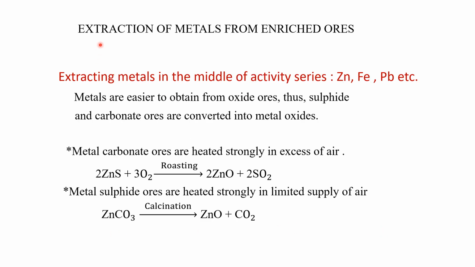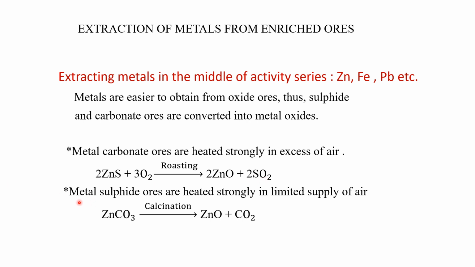Now let us move on to the next type of extraction of metal, that is extracting metals in the middle of the activity series. Here metals like iron, zinc, and lead are extracted. Metals are easier to obtain from oxide ore, so sulfide and carbonate ores are converted into metal oxide. First, when the sulfide ore is heated strongly in excess of air, this is known as roasting. It will form metal oxide and there is evolution of sulfur dioxide gas.